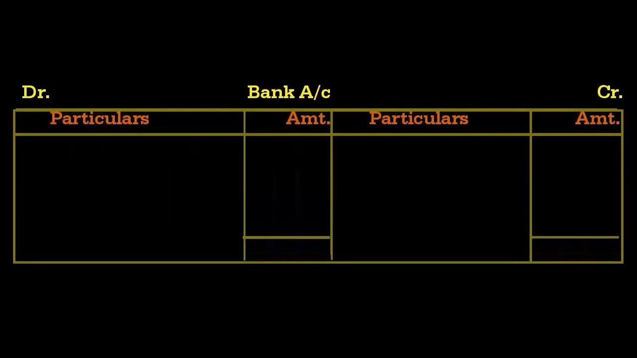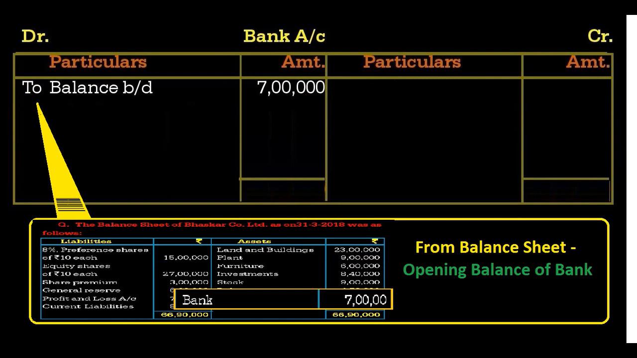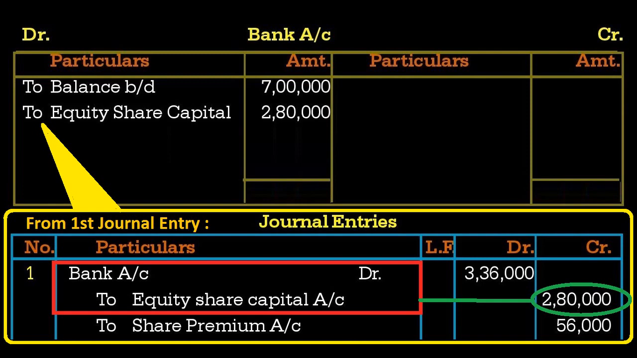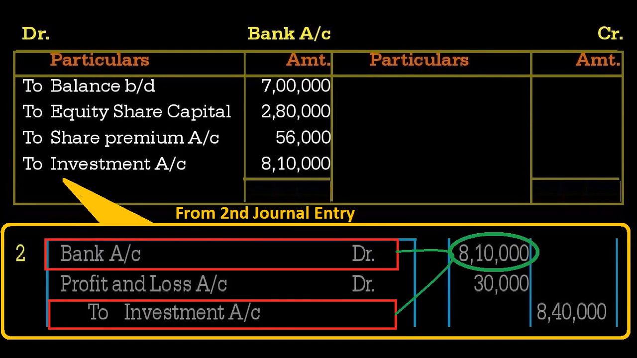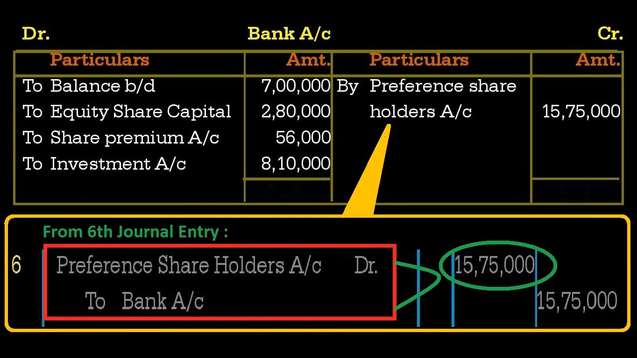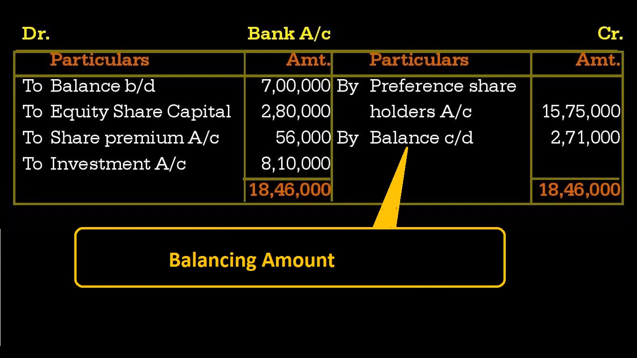Let us go to bank account. Bank is on the asset side, so the starting balance is on the debit side. To balance brought down 7 lakh. Then by issue of equity shares we got 2,80,000. Share premium we got 56,000. By selling investment we got 8,10,000. And we paid the preference shareholders 15,75,000. Final balance is 2,71,000, which will appear on the asset side of the new balance sheet.